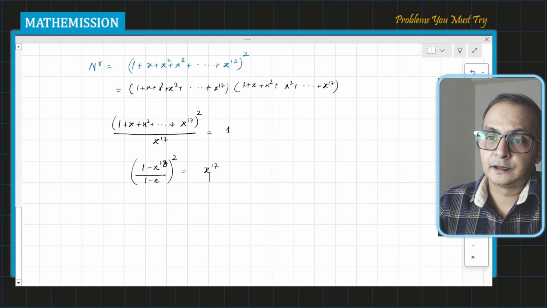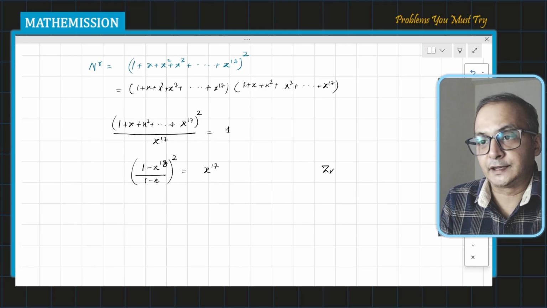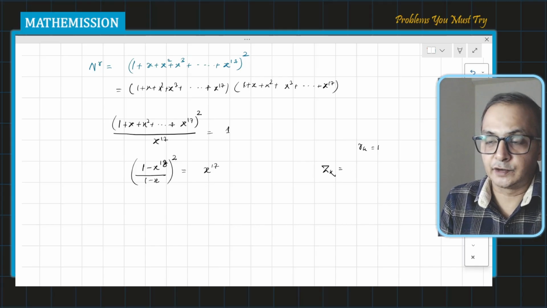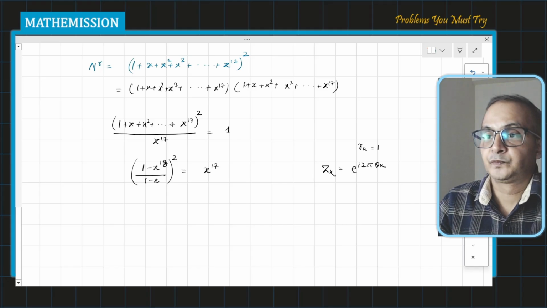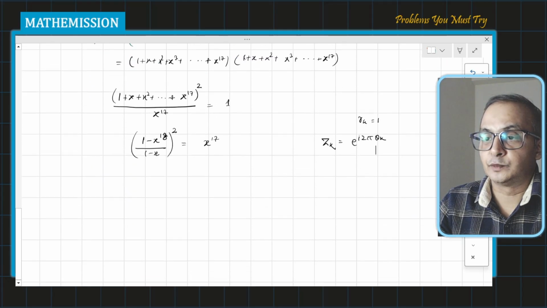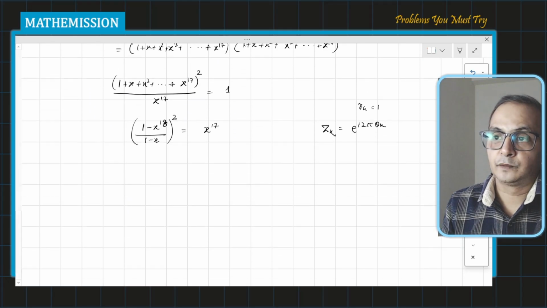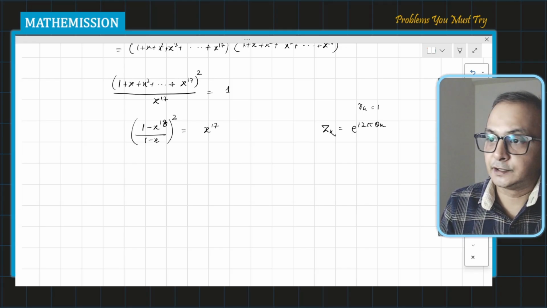Now we know that this has the root zk, and since I know that rk is 1, I can write directly e to the power i 2 pi alpha k, and remember I have assumed this as theta k. So I substitute this there directly and we'll solve it.